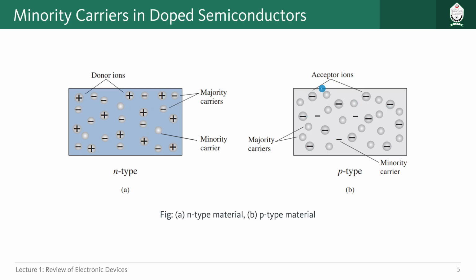The same goes here. You see acceptor ions here; these are negatively ionized because one electron has come to it. As a result, the number of electrons is higher than the number of protons for these atoms. That's why.